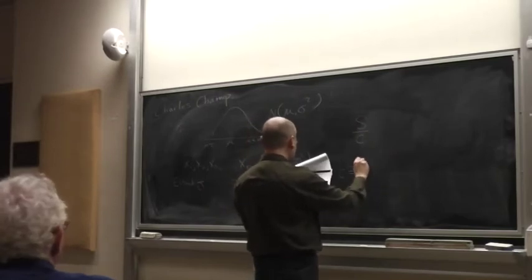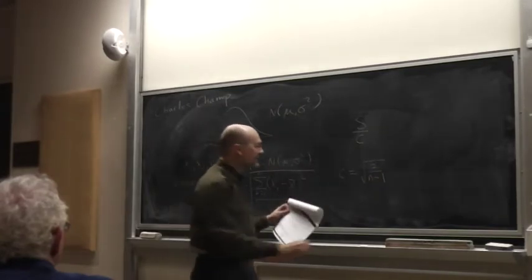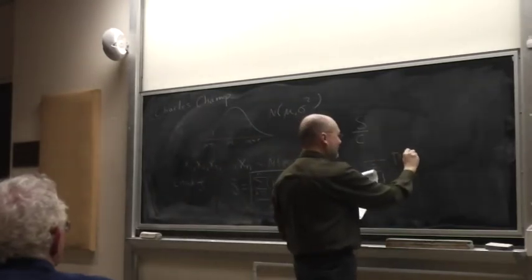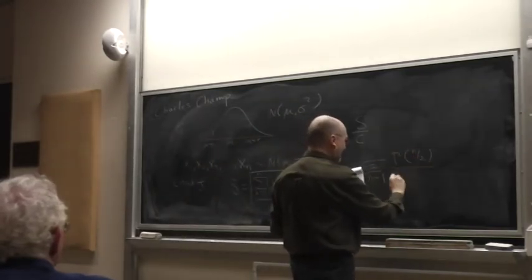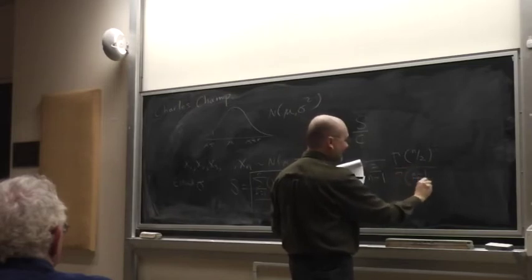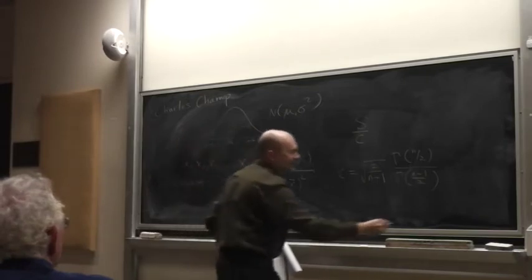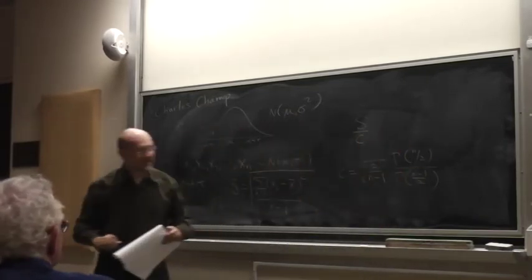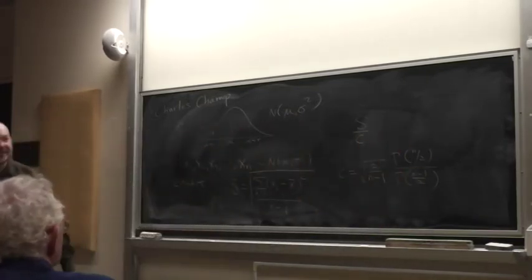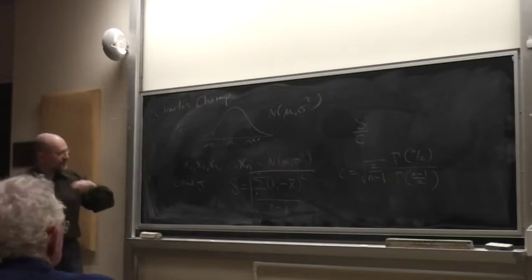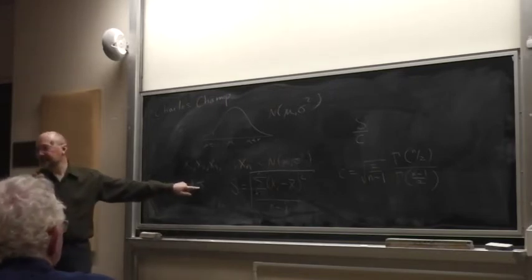So it depends on n, and it's the square root of 2 over n minus 1 times gamma of n over 2, divided by gamma of n minus 1 over 2. So that's what C is. If you take S and divide it by this, that gives you the minimum variance unbiased estimator for the population standard deviation.